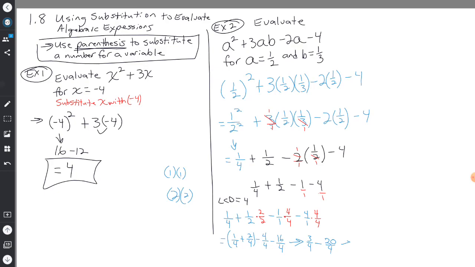And then let's go and combine this. What's our final answer? Negative 17 over 4. Right. Okay.